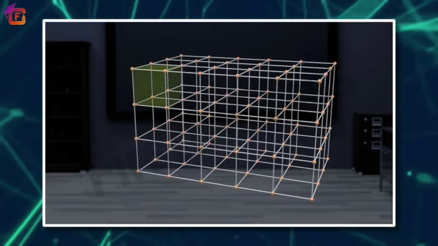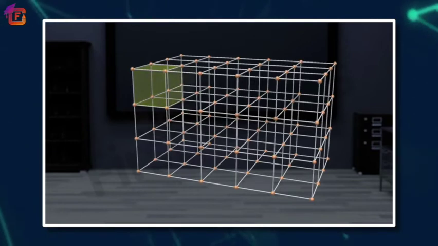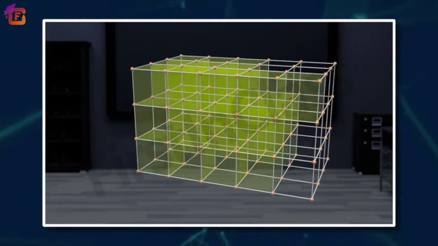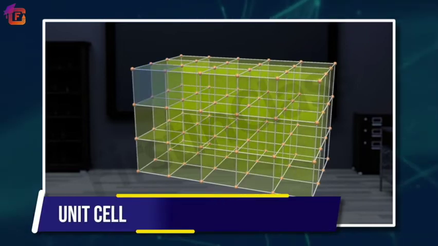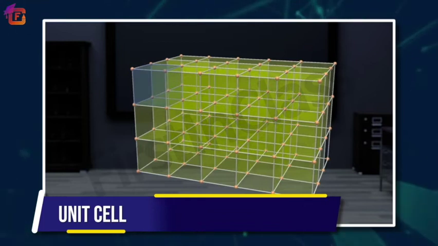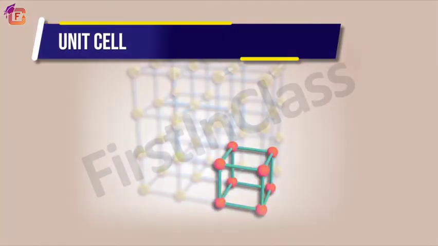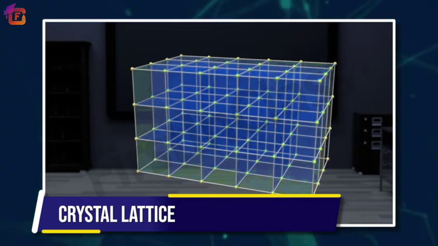If we observe carefully the crystal lattice, we will find the crystal lattice is made up of many small portions. The smallest portion of crystal lattice is also known as unit cell. So we can define the unit cell as the smallest portion of a crystal lattice, which on repeating in different directions in the space produces the complete crystal lattice.